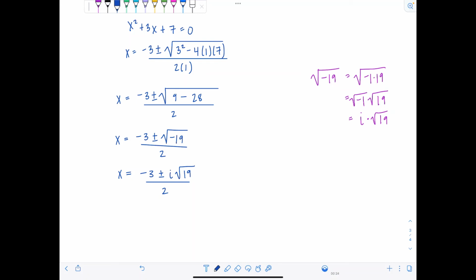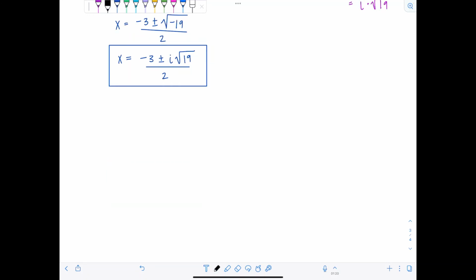Okay. Let's look at some more. Something a little trickier, perhaps. Higher order, dare I say. We're going to give it a go. Okay. All right, moving on. Let's look at another example. Here we have x to the 4th plus 5x squared plus 4 equals 0.